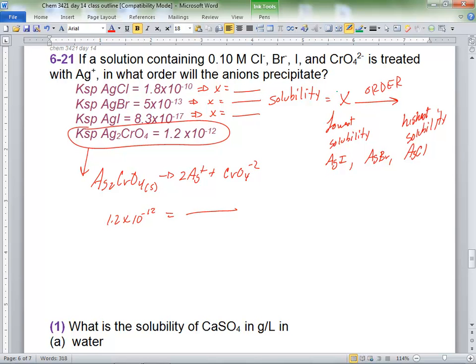Well, no, now we don't. If we didn't have that last question, that silver chromate, this works. But now that we have silver chromate, we can't compare KSPs. We have to compare X's. So this relative order is right, but where does the silver chromate go? You don't know unless you calculate X for everything.